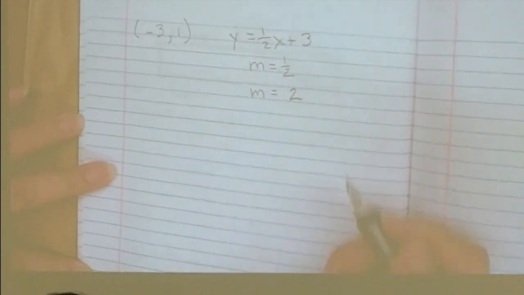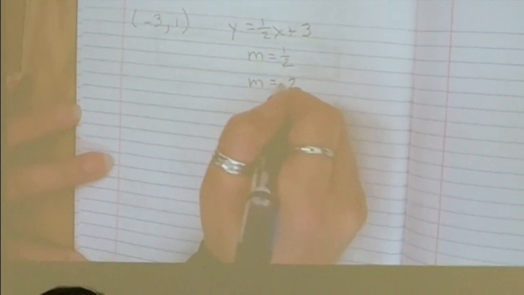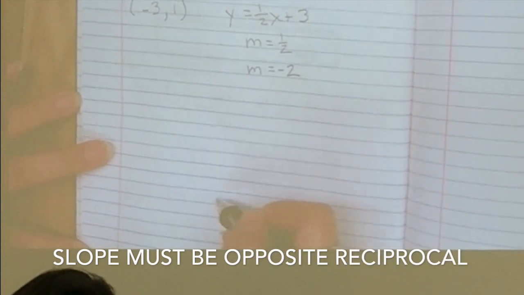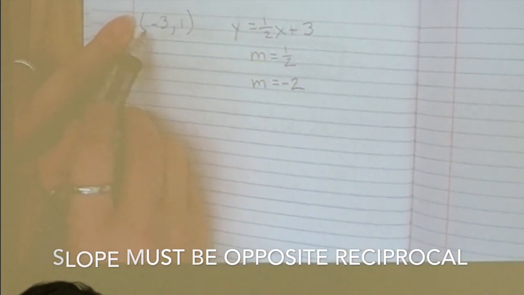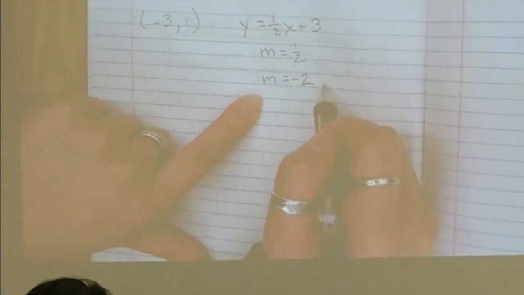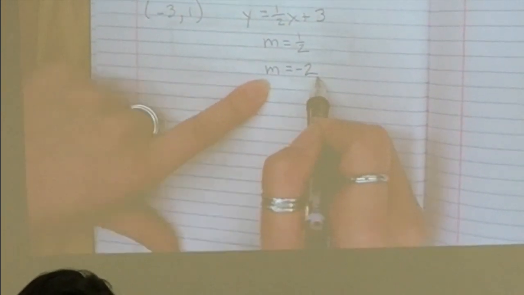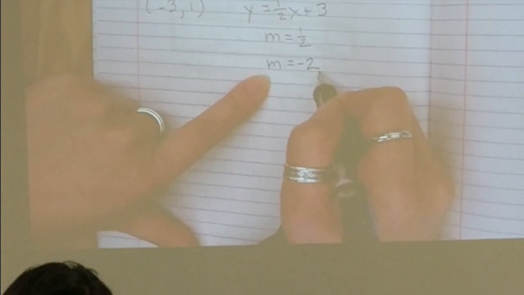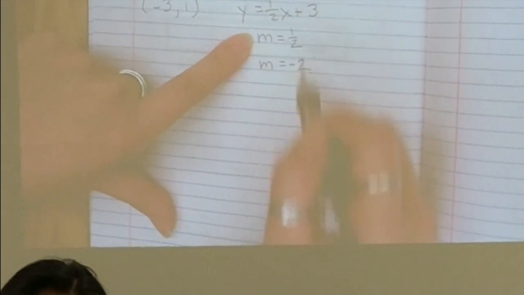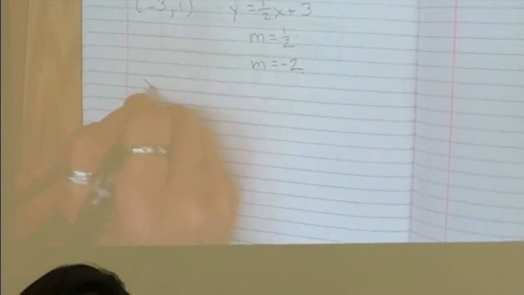2 or -2? -2. It has to be the opposite reciprocal. Okay, so it has to pass through this point, and it has to have the new slope. This is the perpendicular. If I wanted it to be parallel, it needed to have which slope? 1/2, the same one.